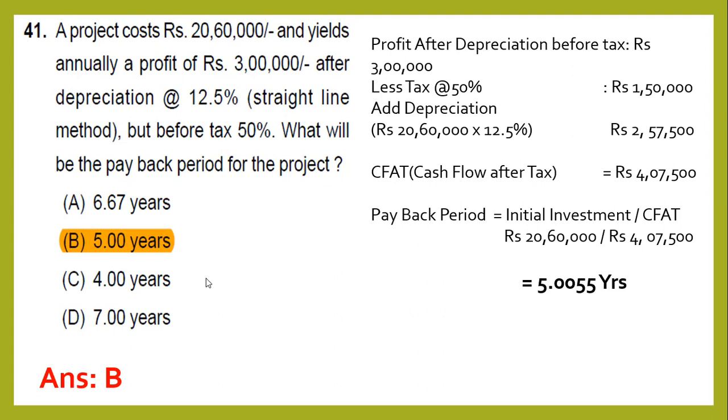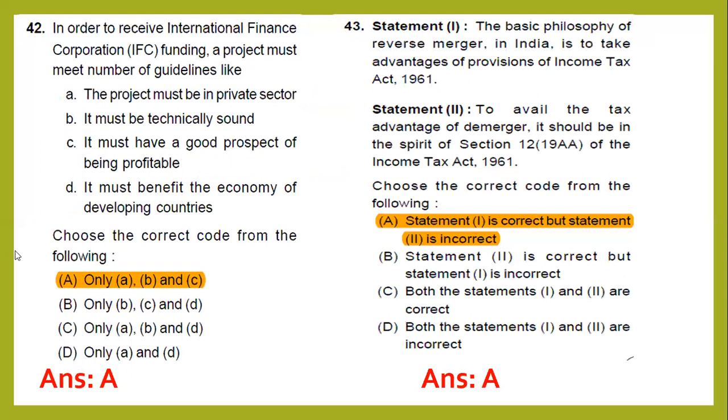07,500. So therefore, the payback period will be initial investment divided by CFAT. 20 lakh 60,000 divided by 4 lakh 7,500 gives you a period of 5.0055 years. So therefore, the correct option is B, 5 years. So correct answer for 41st question is B. So this is how you have to disseminate the information, and based upon that you have to apply payback period formula to calculate the answer. So next we go to the 42nd question.